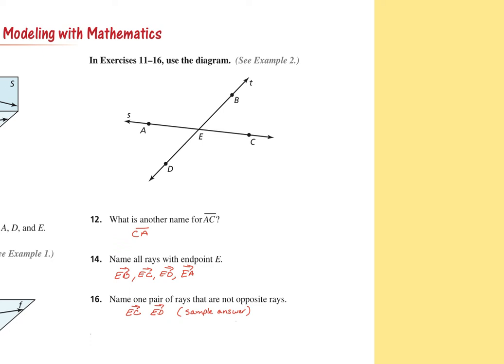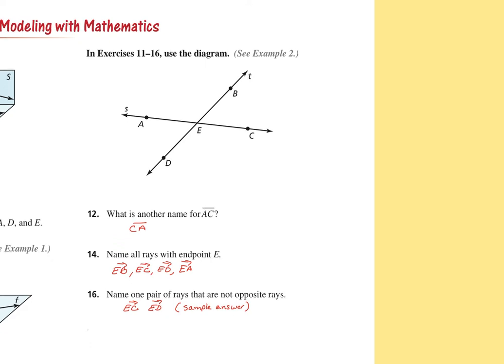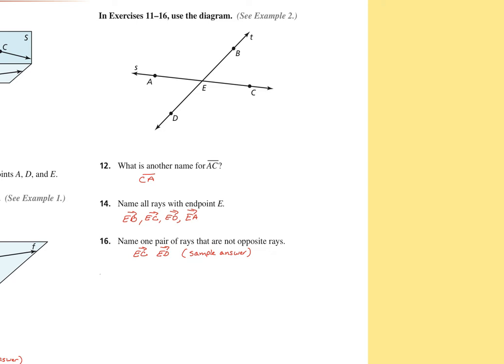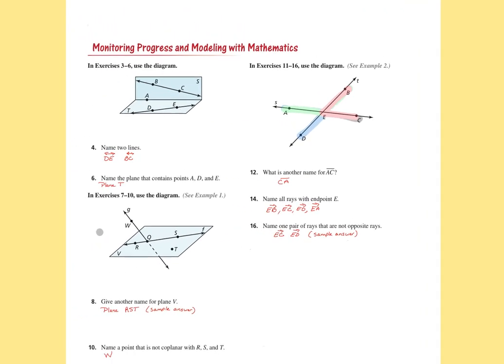16, this is just a sample because there's more than one option, but EC and EA are rays that are not opposite rays. Because they went like this, EC and ED, those are not opposite rays. You could have done ED and EA. Those are not opposite rays. You could do EA and EB. Those are not opposite rays. And you could have done EC and EB. Those are not opposite rays. Questions on these?